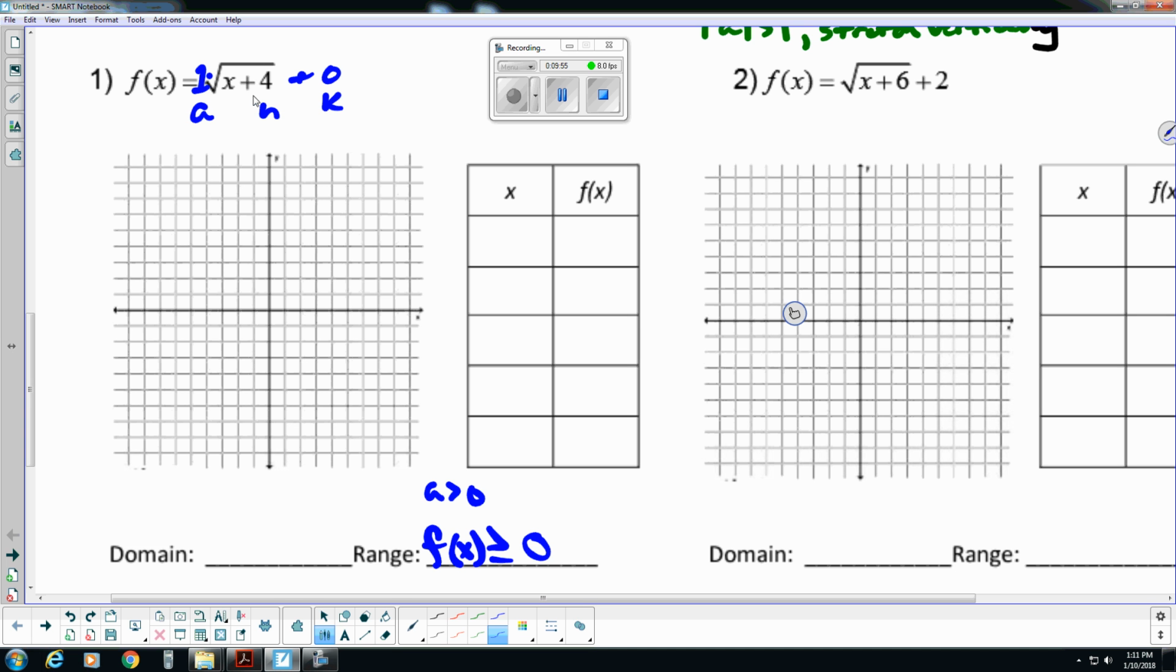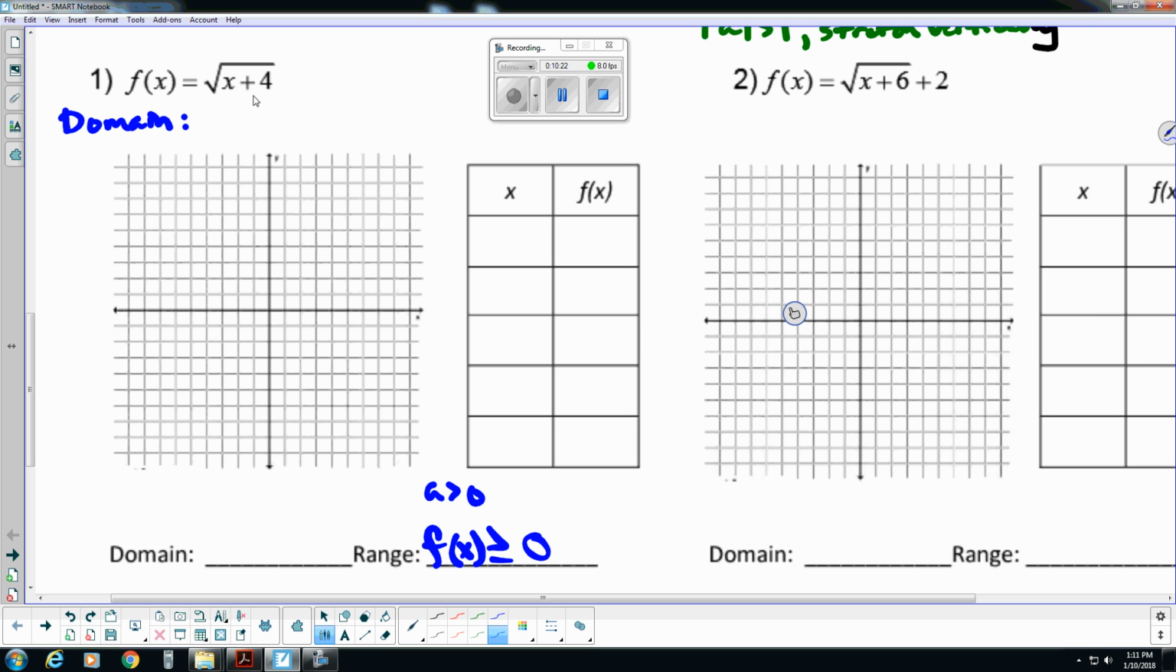Now to figure out our domain, underneath the radical sign, that value, after you plug in whatever you plug in for x, has to be greater than or equal to 0, because the square root of negative numbers, those are imaginary. We can't graph them.